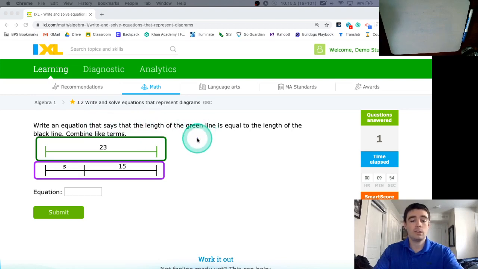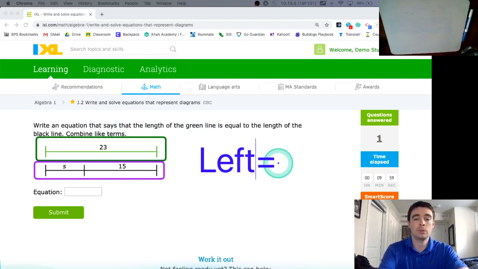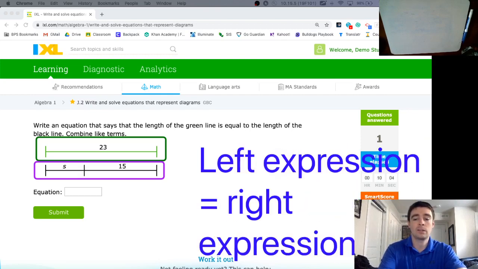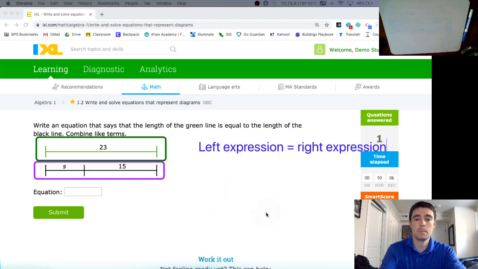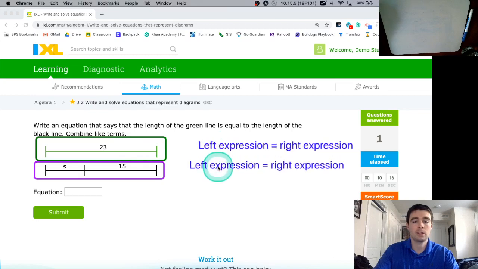An equation is always really just going to have an equal sign, and it's going to say two parts are equal to each other. It says the left expression is equal to the right expression. That's all an equation really says. And here, the left expression, or one of the two parts that we're saying is equivalent, is 23. So I'm going to plug that 23 into the left side of my equation. And the right side of this equation, or the right expression, is going to need to have the purple block, which shows me a block of S and a block of 15.